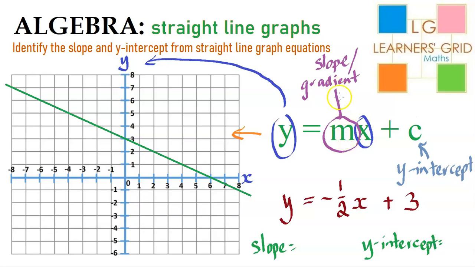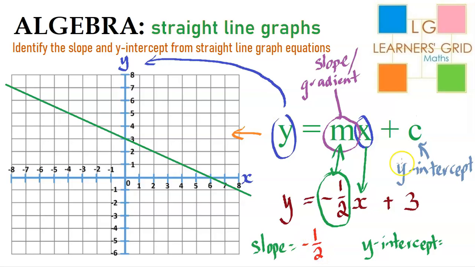Well, if we look up here, we see that m represents the slope or the gradient, and it is the value immediately preceding or before the x. So if I look down here, I can see that minus 1/2 or minus 1 over 2 is the value of m, because here is x right here. So the slope, in other words, becomes minus 1 over 2.